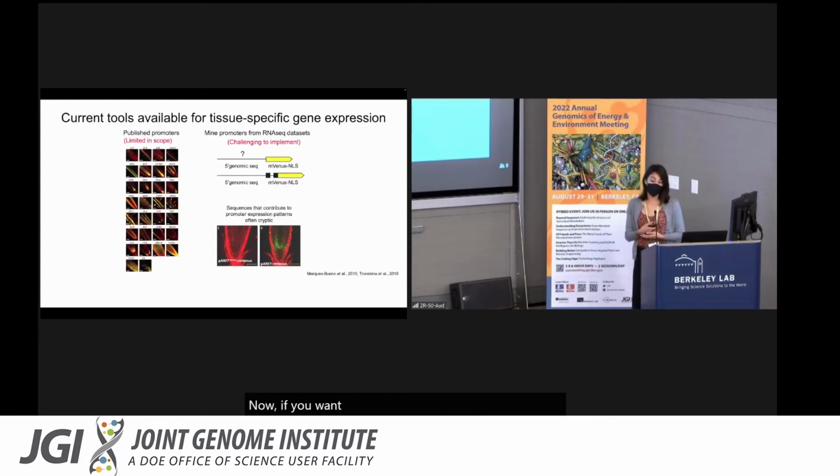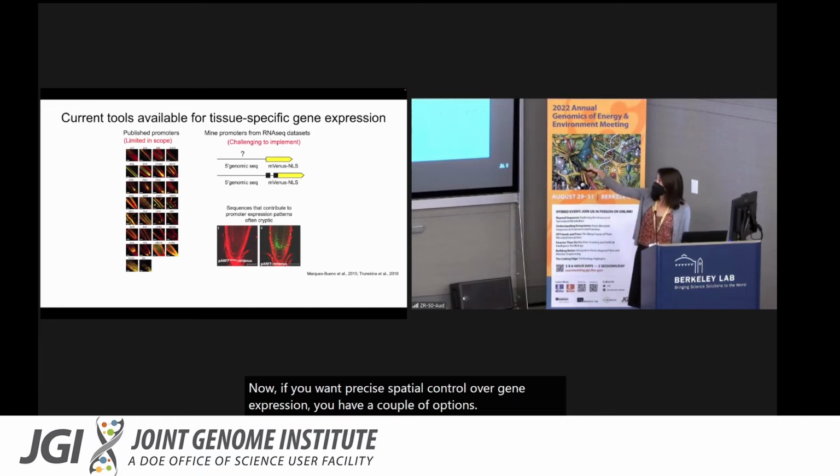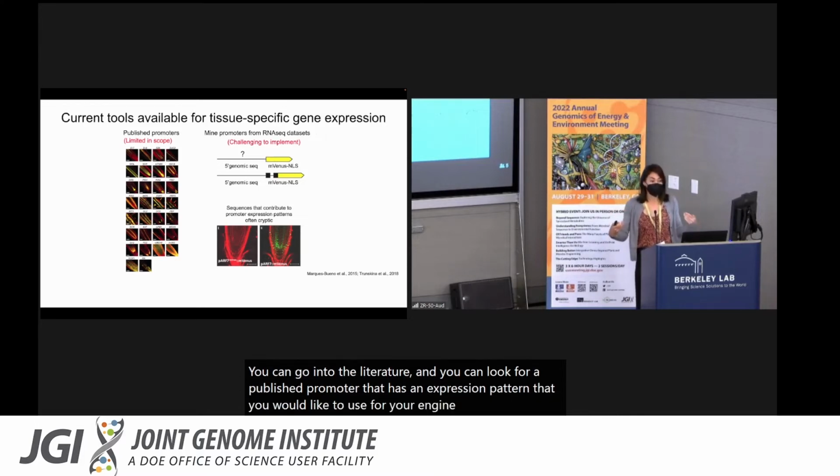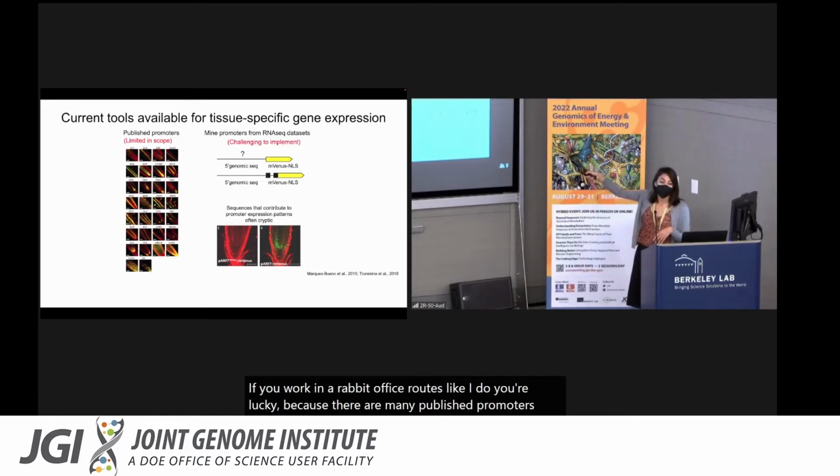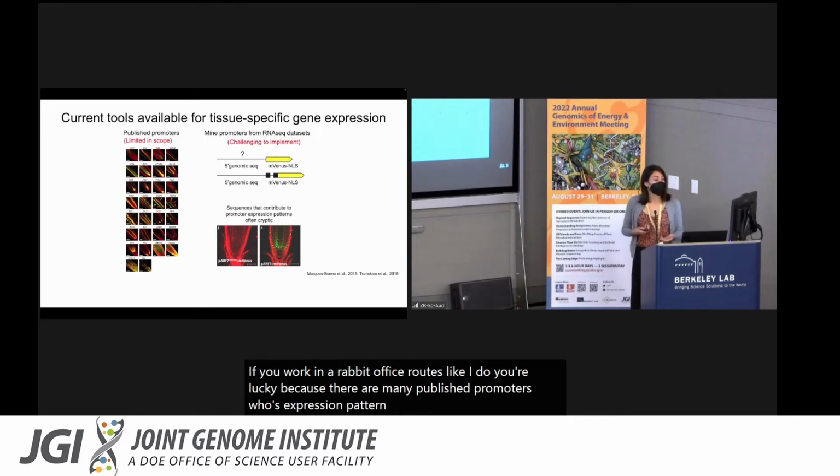Now, if you want precise spatial control over gene expression, you have a couple of options. You can go into the literature and you can look for a published promoter that has an expression pattern that you would like to use for your engineering project. If you work in Arabidopsis roots like I do, you're lucky because there are many published promoters whose expression patterns have been pretty well characterized.